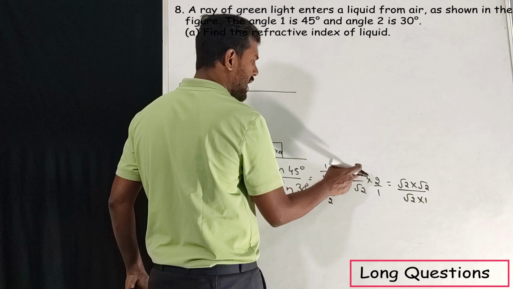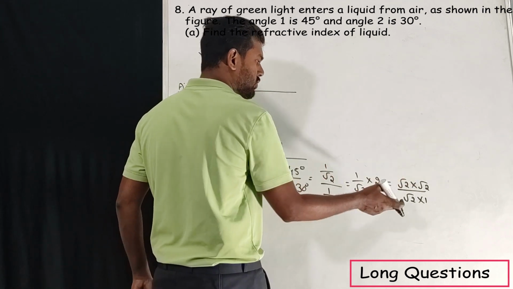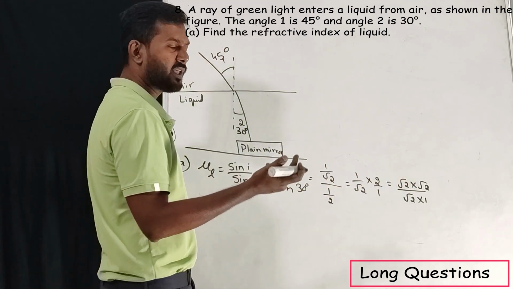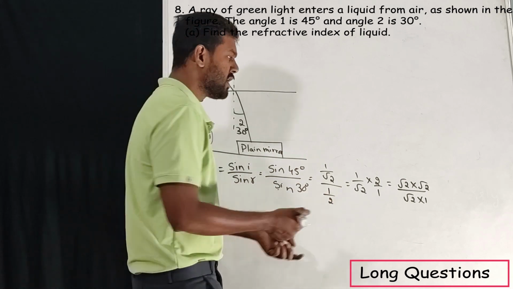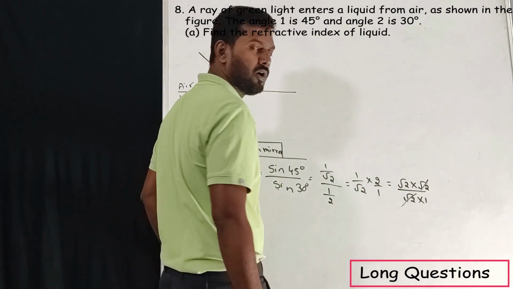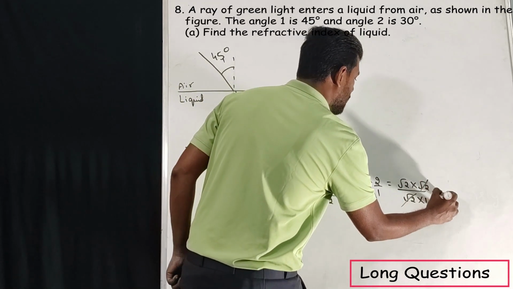How did I get that? See, 1 into 2 is 2, and 2 you can write as root 2 into root 2. Why do I have to do this? Just to cancel this root 2. So the answer will be root 2.